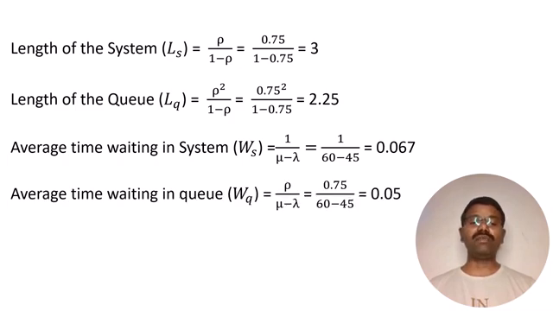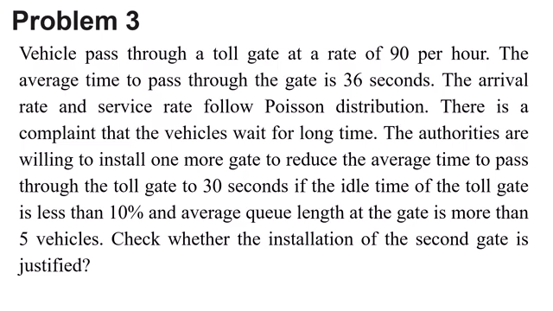And the average time waiting in the queue, that is equal to Wq, that is equal to rho by mu minus lambda, that is equal to 0.75 by (60 minus 45), that becomes 0.05. So this problem is a direct substitution, and the only thing is we need to find out the lambda and mu, then substitute in the equations. We need to remember all these equations, only then we are able to find the solution.